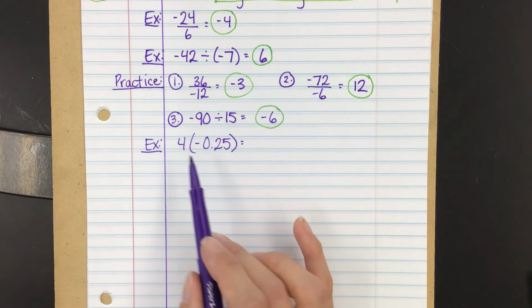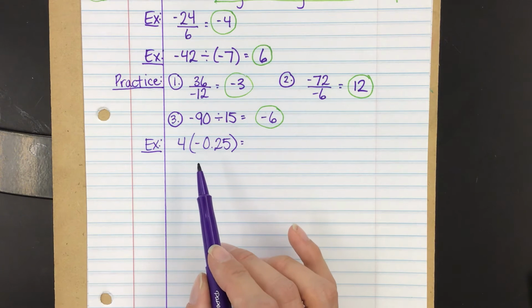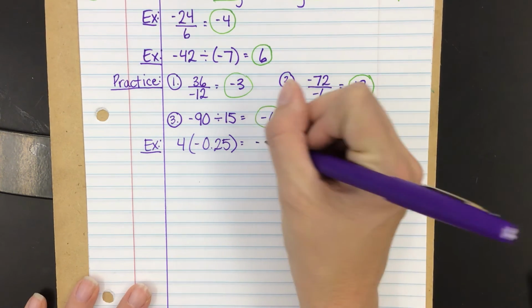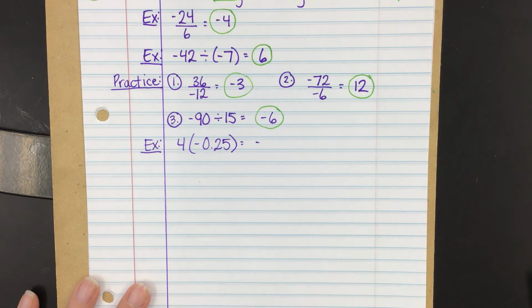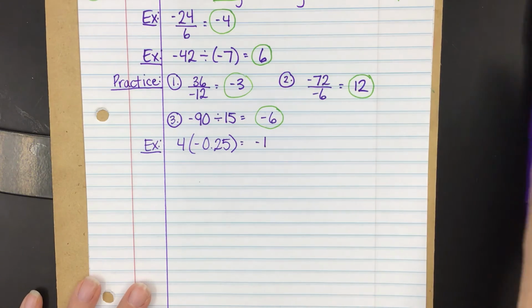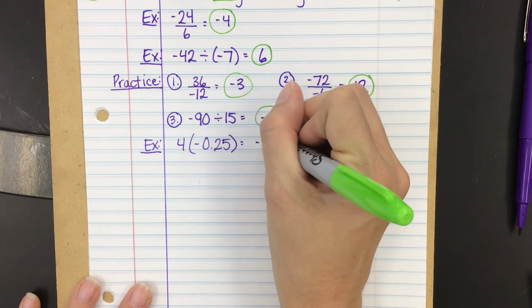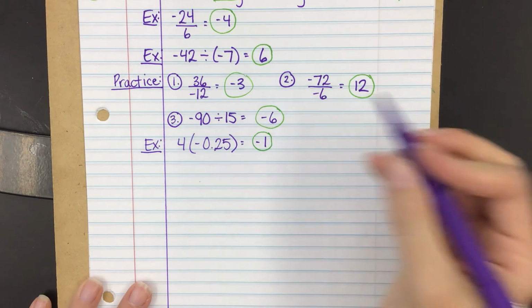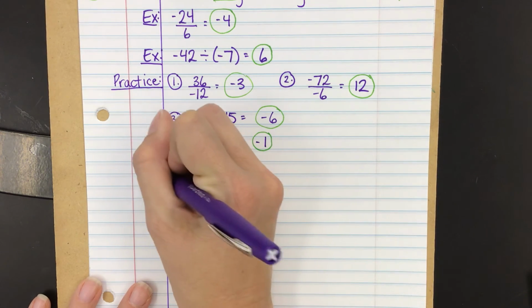So this is a positive times a negative. So I know that my answer is going to be negative. And then what's 4 times 25 hundredths? 1. So your answer here should be negative 1. Now that was a little too easy, so let's step it up once again.